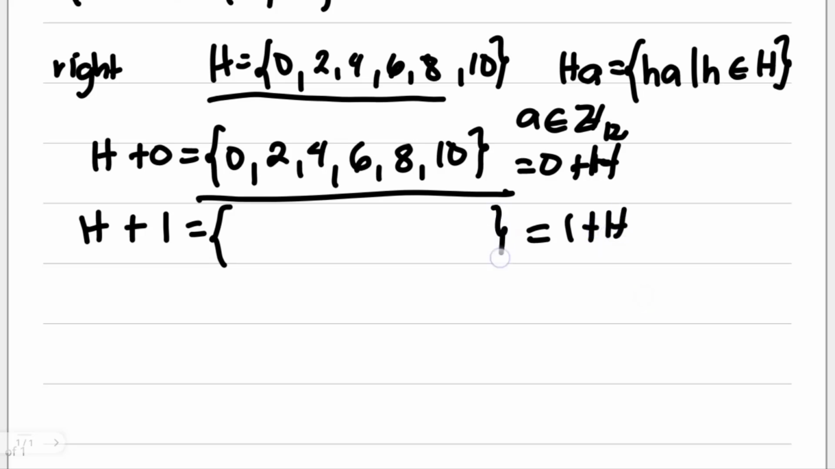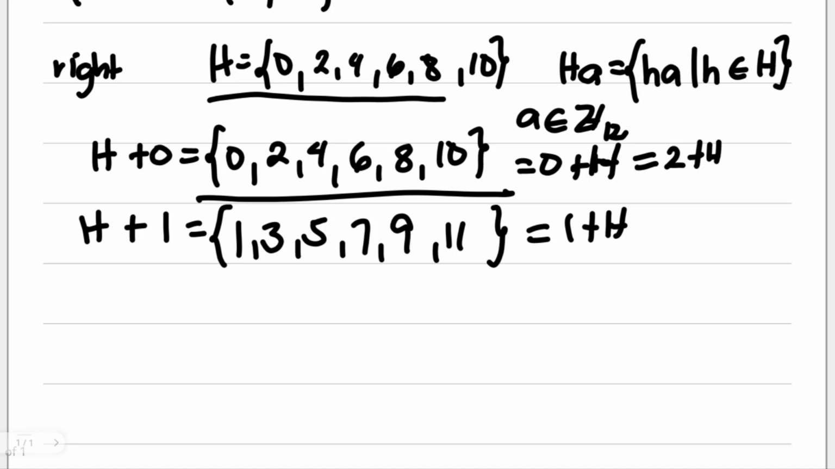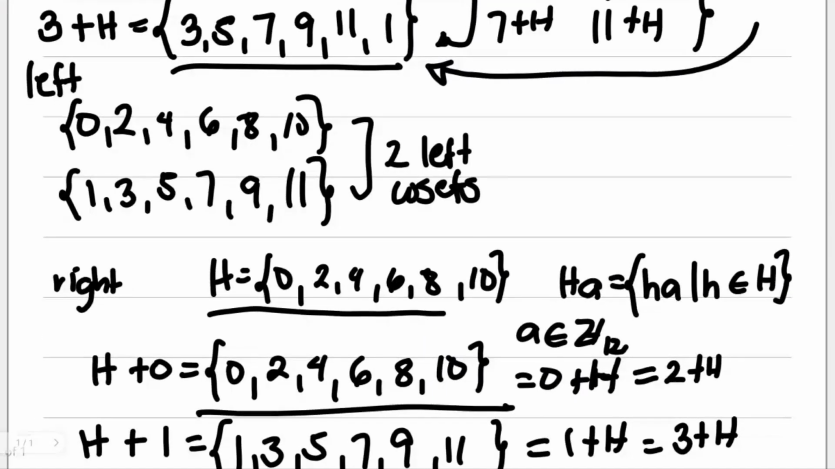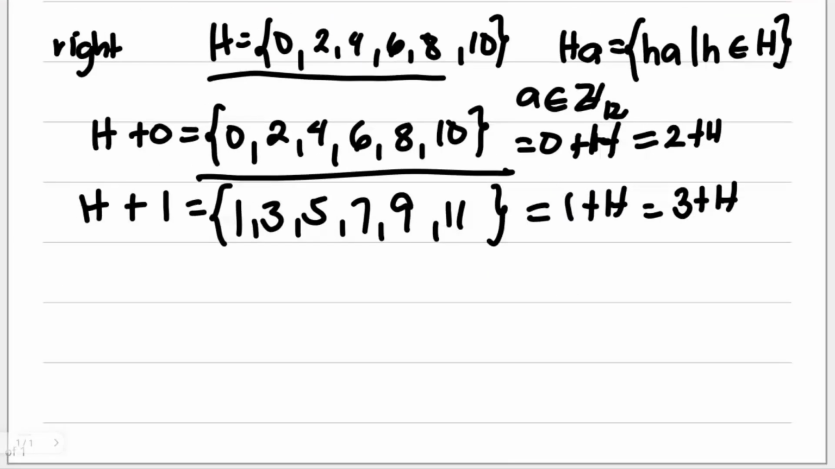Because if you do this, 1 plus 0 is 1, 0 plus 1 is 1, 2 plus 1 is 3, 4 plus 1 is 5, 6 plus 1 is 7, 8 plus 1 is 9, and 10 plus 1 is 11. And this is also true with the rest. This is also similar to 2 plus H, etc. This is also true with 3 plus H, similar to the discussion earlier. In short, we have two unique right cosets. These are the two right cosets here.